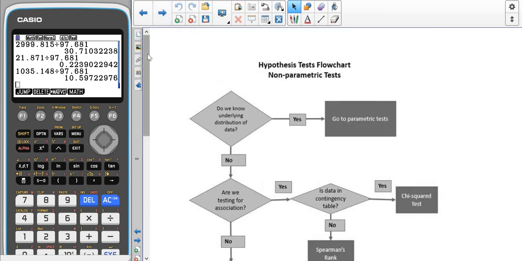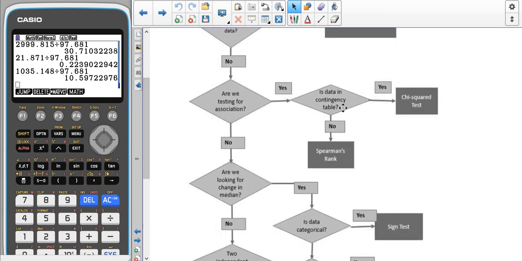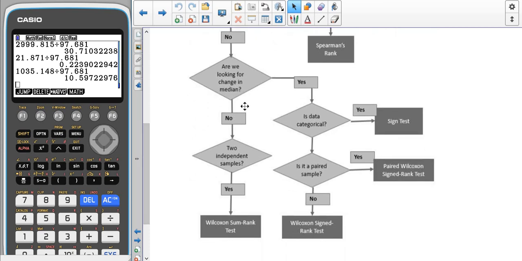For the non-parametric one, we can see that, again, we're having to think: do we have a contingency table? Well, yes, then it's chi-squared. So remember, a contingency table is a two-way table. If yes, we have a contingency table, we could do a chi-squared test. If no, then we could do Spearman's rank. And if we're looking at the median, then we could be having a look at the sign test, or we could have a look at the Wilcoxon signed-rank test. We just have to decide if it is paired or if it's two sample, and also if it's symmetrically distributed, to decide whether the sign test would be suitable. And then if it's independent samples, then again we'll get into the Wilcoxon rank-sum test.